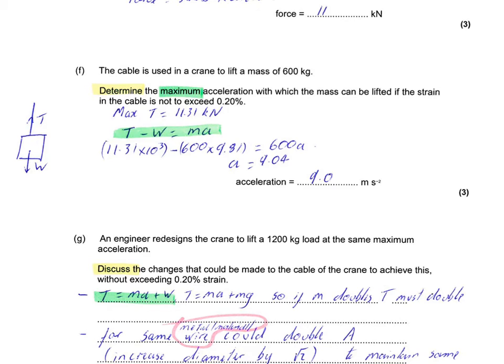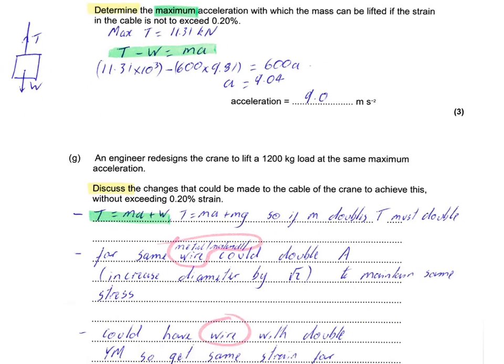So the marks there are for dealing with the tension and the weight, which gets you a mark. We've got the force has to be less than the difference between the two, and the acceleration therefore is less than that divided by the mass, getting us to that third mark there.